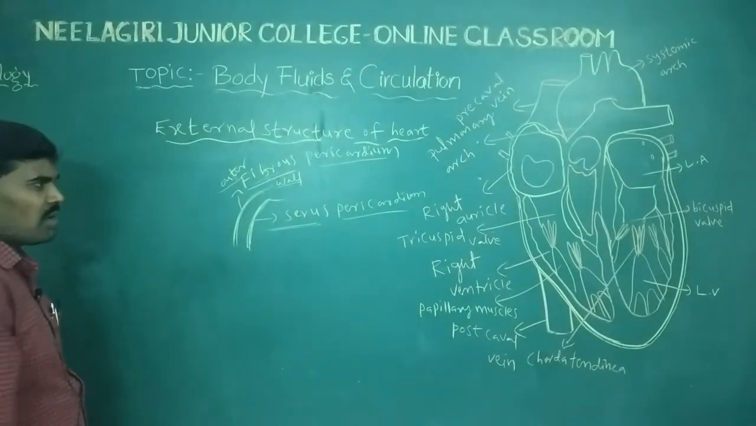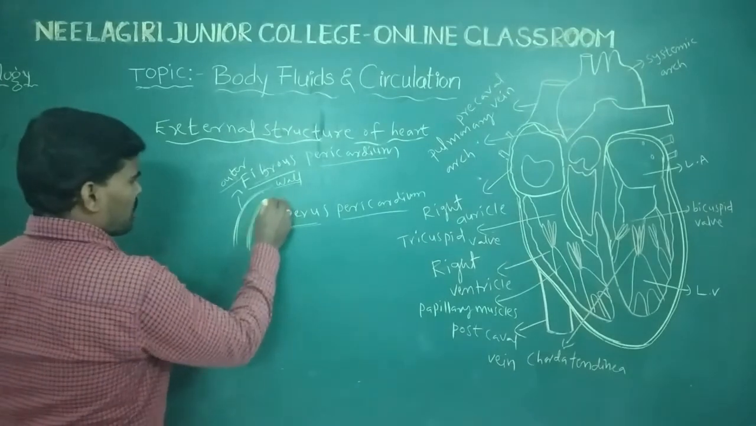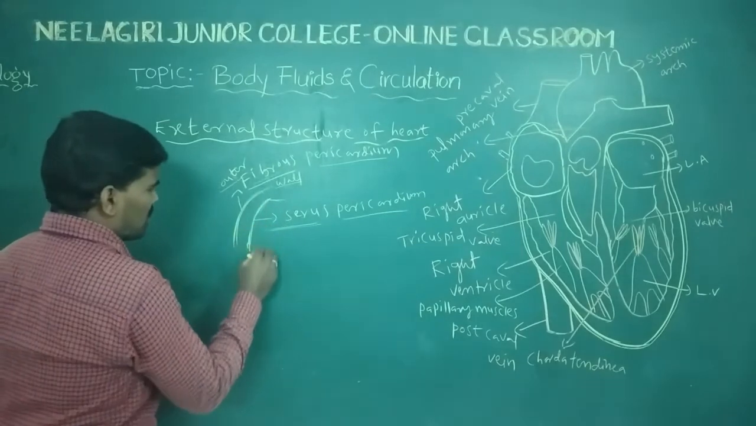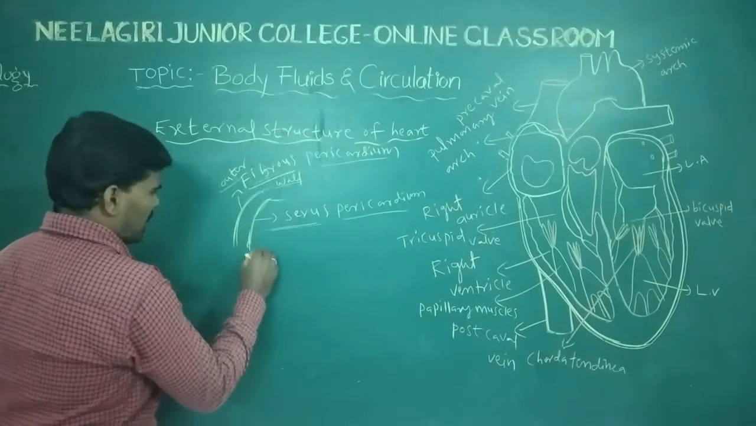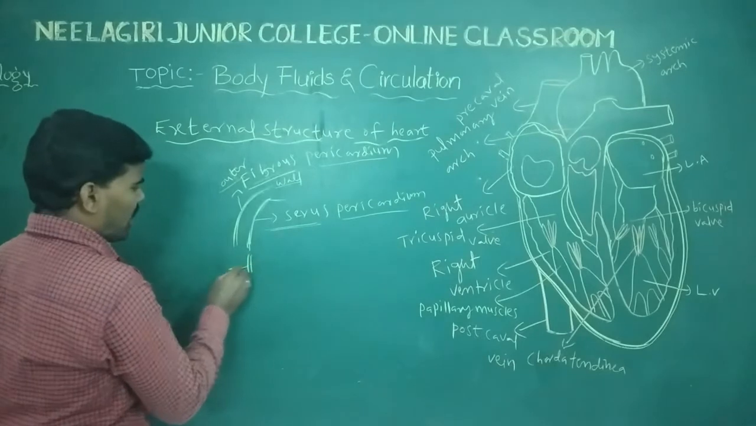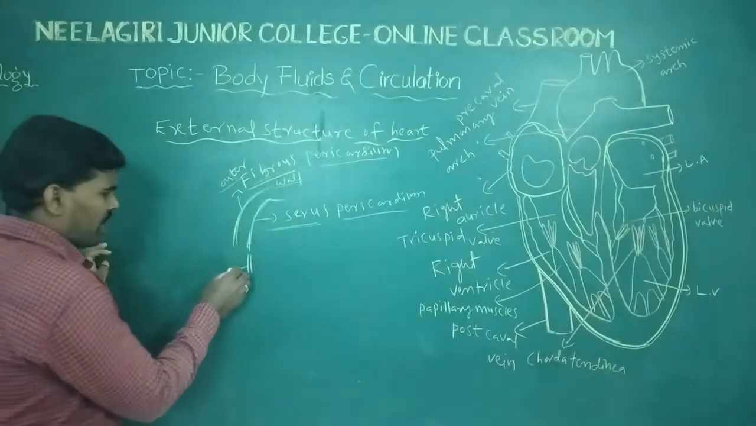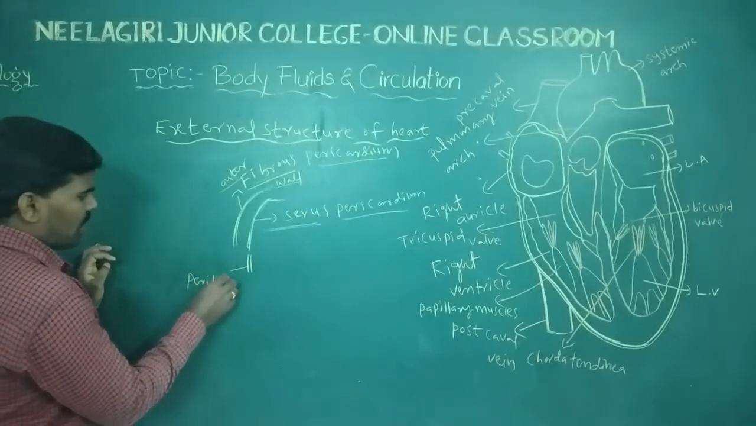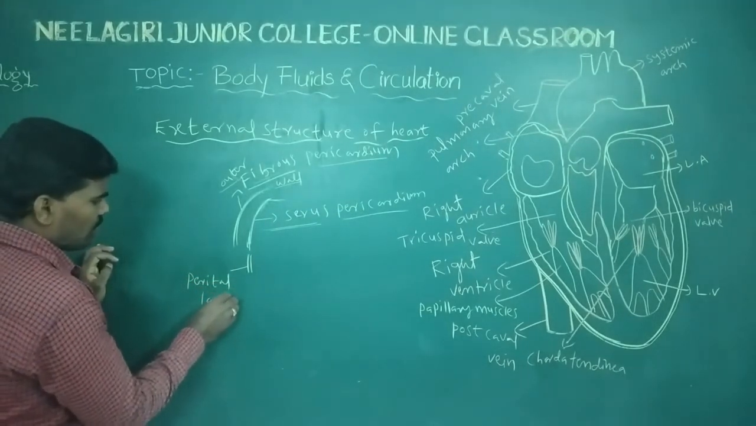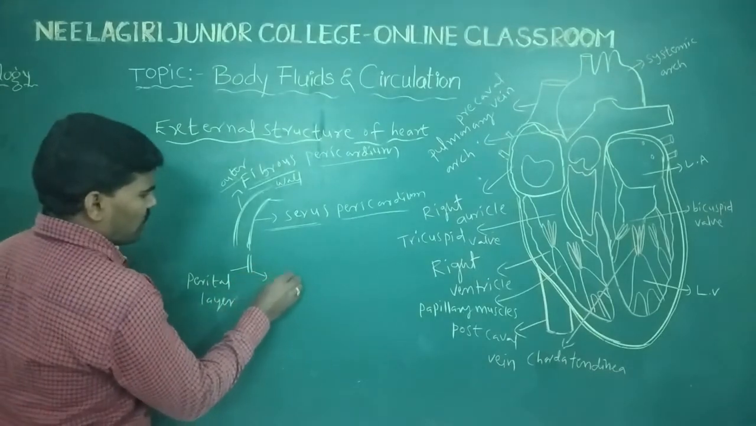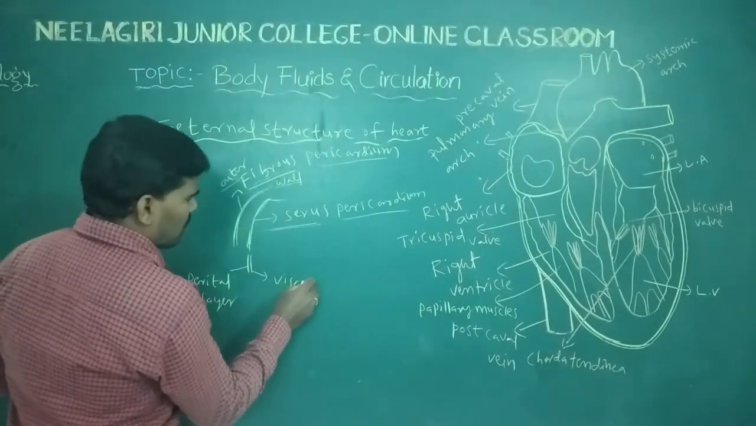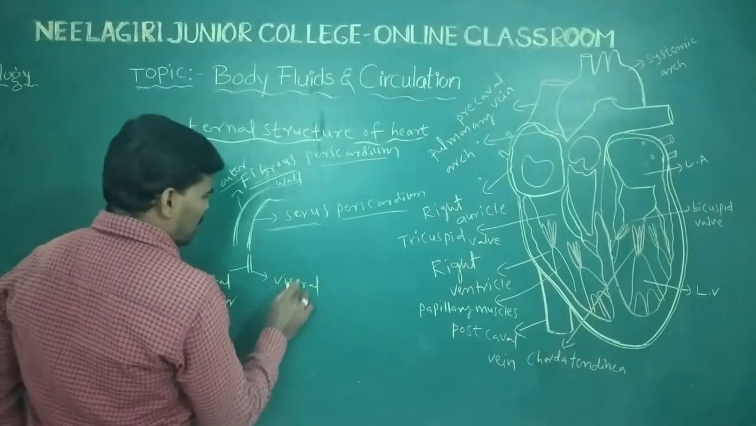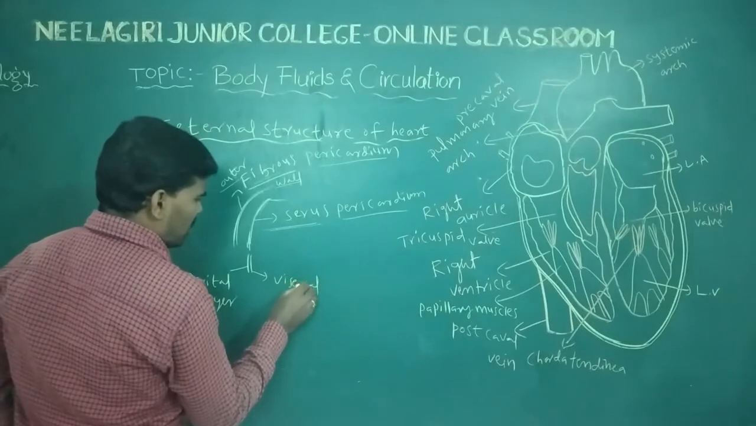The serous pericardium is made of two layers: an outer layer and an inner layer. The outer layer is called the parietal layer. The inner layer is called the visceral layer.